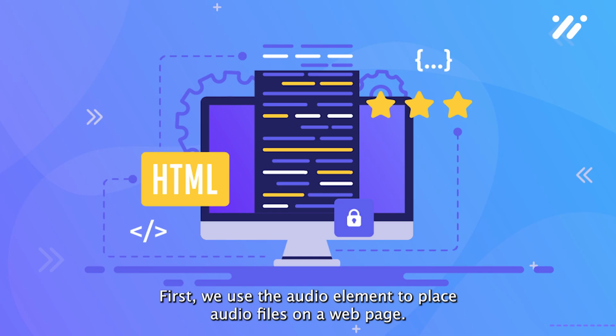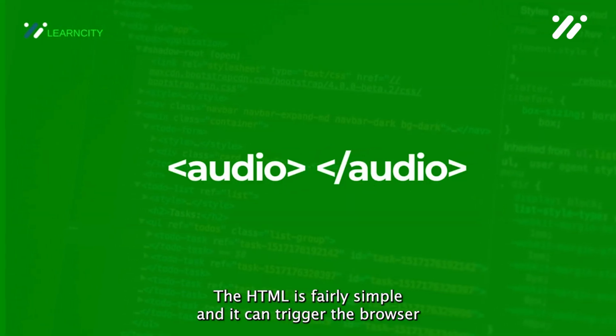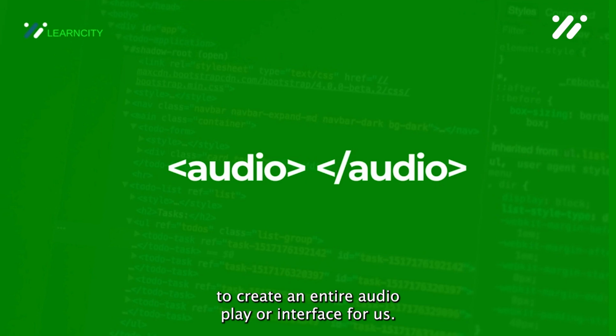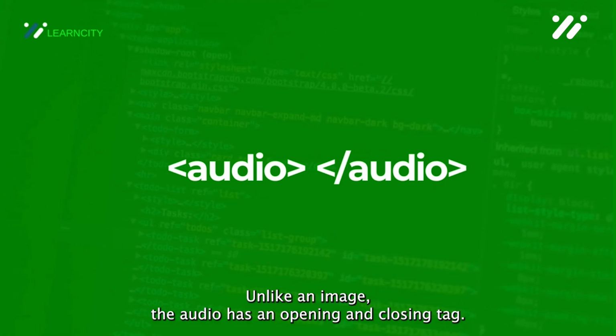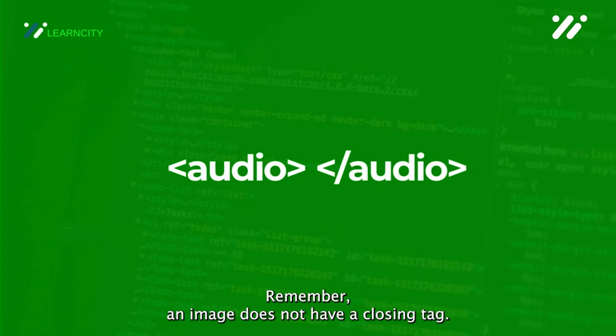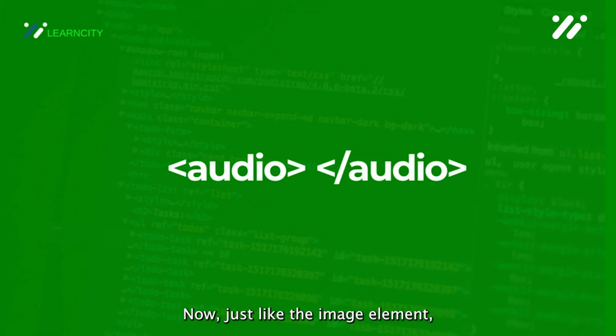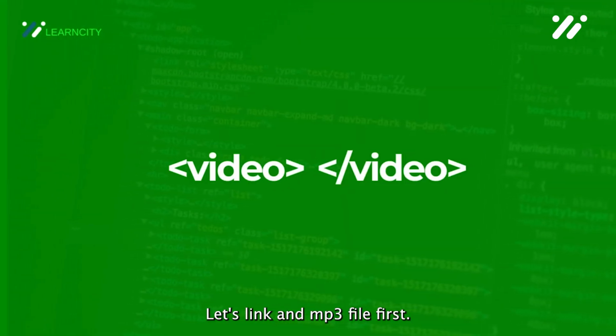We use the audio element to place audio files on a web page. The HTML is fairly simple and it can trigger the browser to create an entire audio player interface for us. Unlike an image, the audio has an opening and closing tag. Remember, an image does not have a closing tag. Now, just like the image element, we use a source attribute to provide the URL to the file. Let's link an MP3 file first.